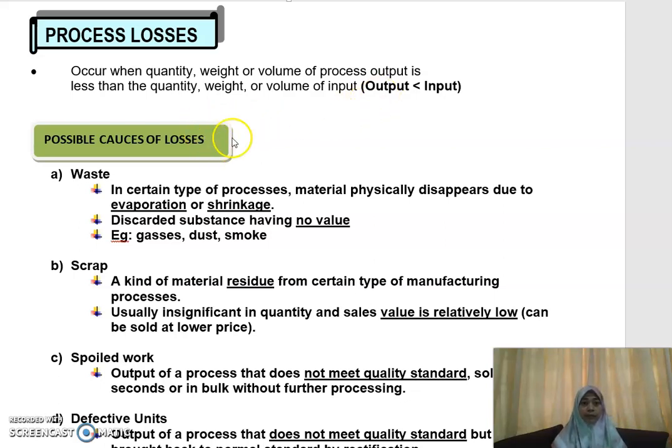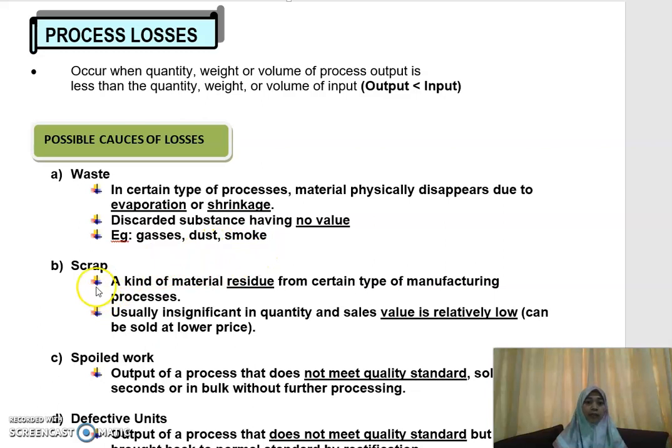Okay. So possible causes of your losses, it could be because of waste. So waste in a certain type of processes, you have material physically disappears, okay, due to evaporation or shrinkage. So discarded substance having no value, for example, the gases, dust, smoke. So these are all waste.